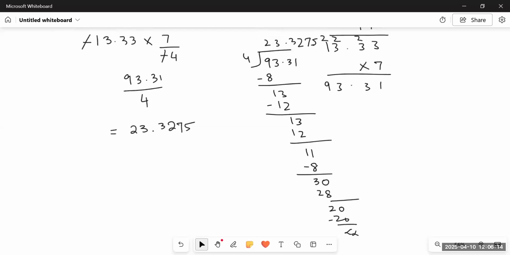So students, we have completed this particular question, all the parts of question number 11 from part A to F.